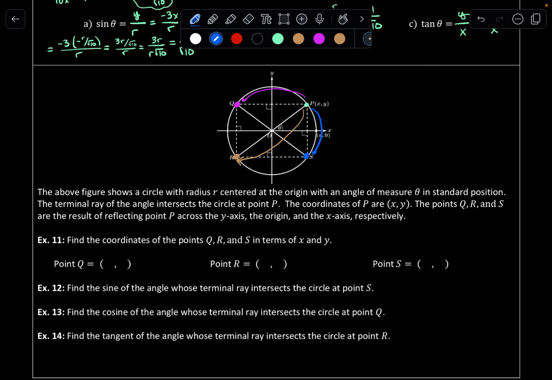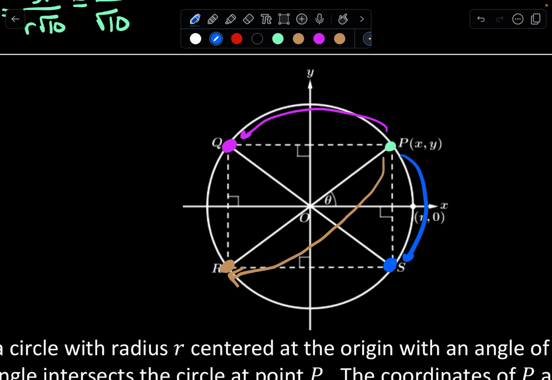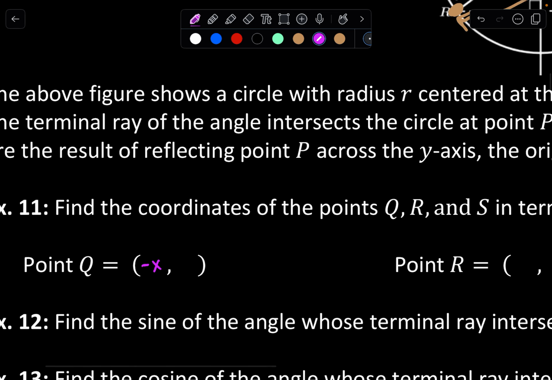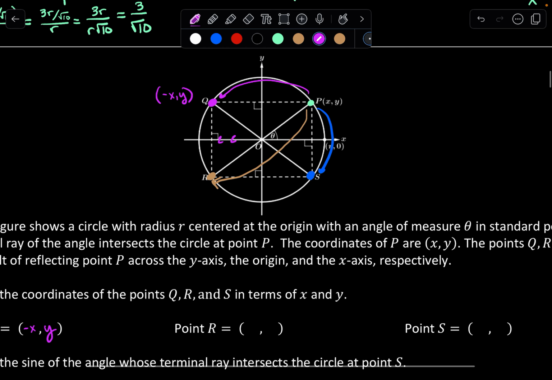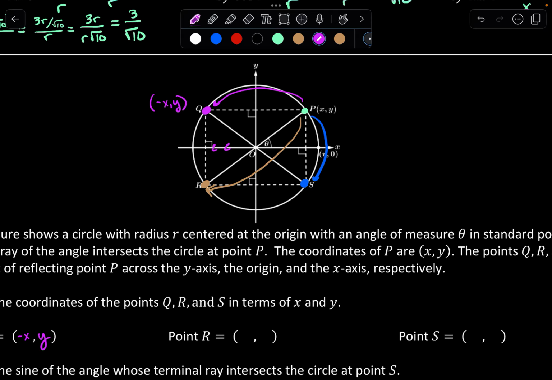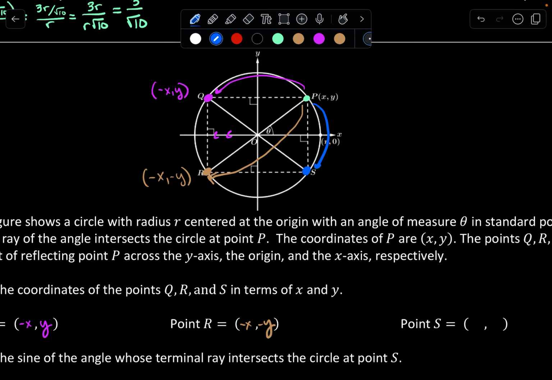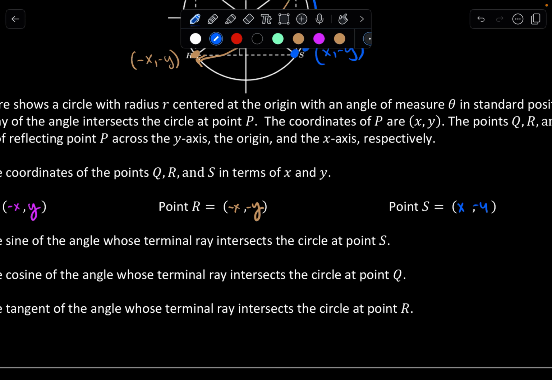So point Q, they're asking about point Q. Because it's reflected over the y-axis, our x values are now negative, so we have negative x, but the y value will still be the same. So this will be negative x, y. Point R is going to reflect about the origin, which means now both coordinates will be negated. So negative x, negative y. And then reflected about the x-axis, that means our y values will be negated. So we end up with x, negative y.